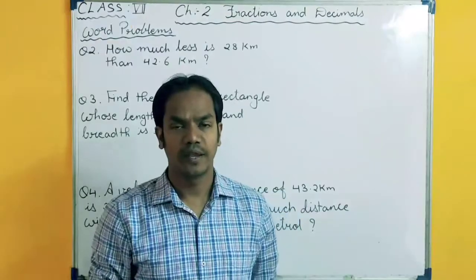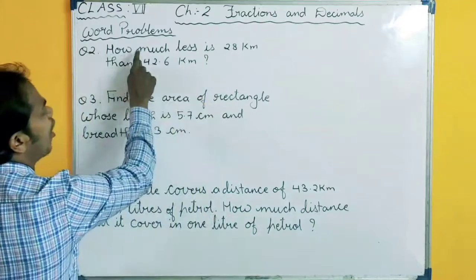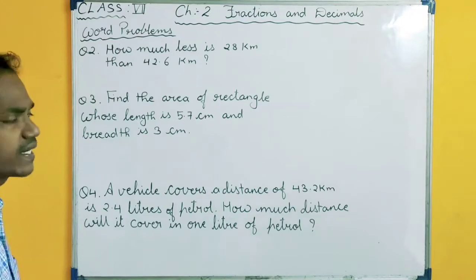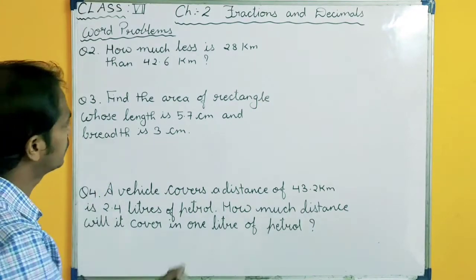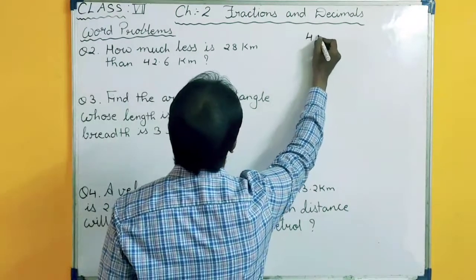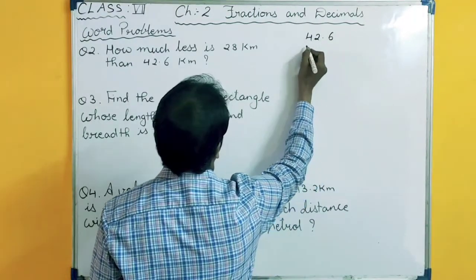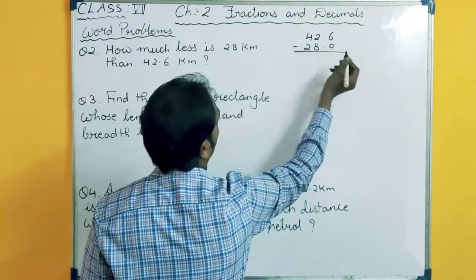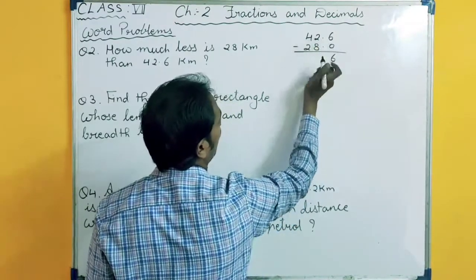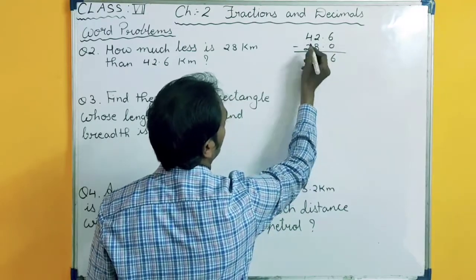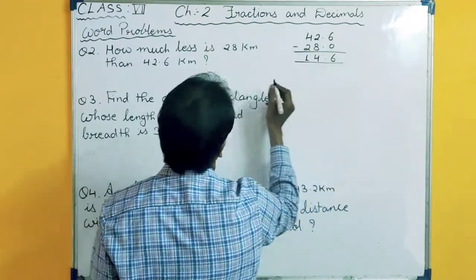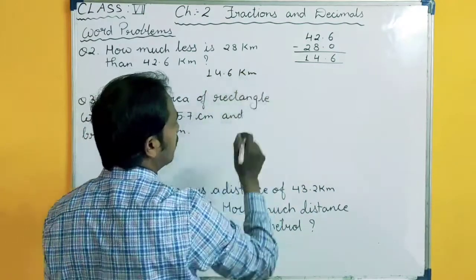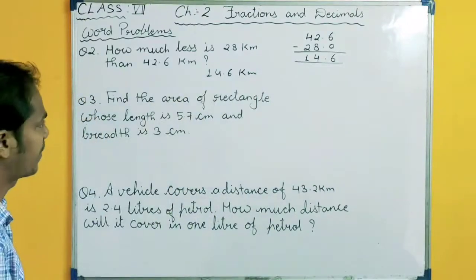Okay, now second question. How much less is 28 kilometer than 42.6 kilometer? How much less? So simply here you have to do subtraction. 42.6 kilometer minus 28 kilometer. Okay, 6 minus 0, 6. Borrow 1, 12 minus 8, 4 and 3 minus 2, 1. So 14.6 kilometer is your answer. In this question only you have to do subtraction.